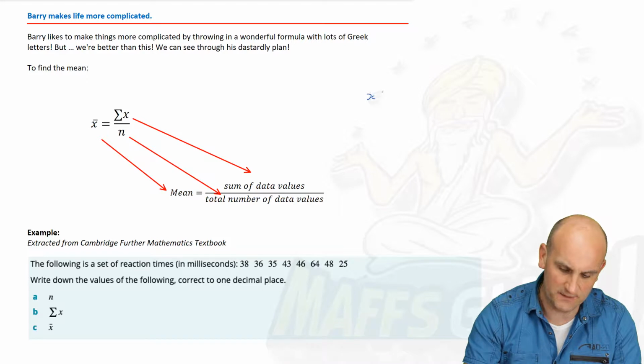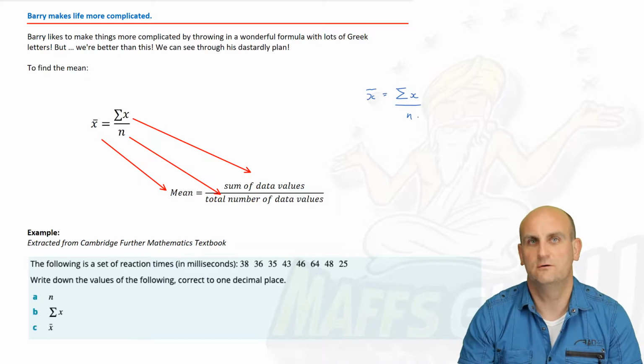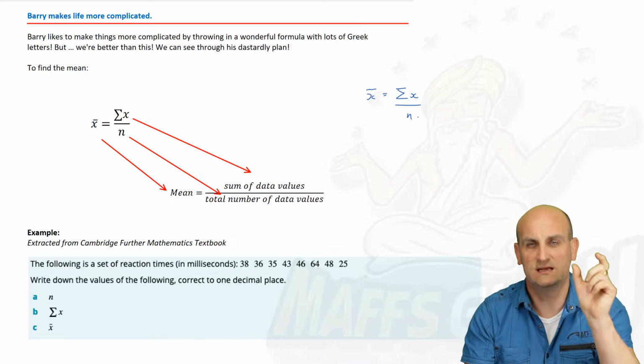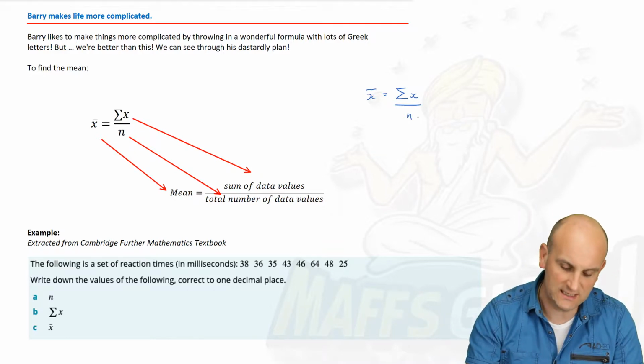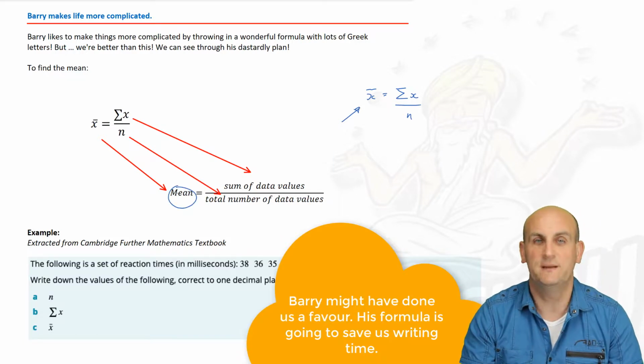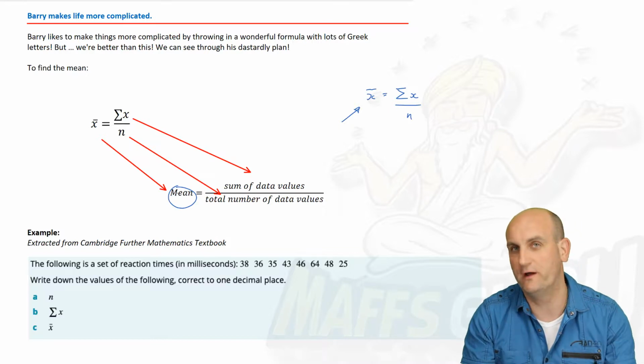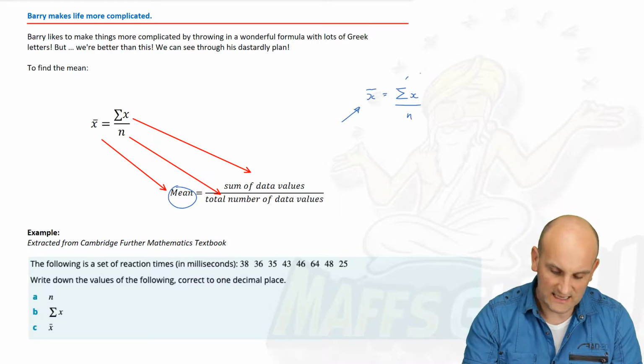He said x bar is equal to this funny E symbol, sigma, x all over n. And literally all it is is another way of writing long words as simply as we possibly can. So the first thing is, this x bar here means nothing more than mean. So when you see an x with a bar on top of it, it wants you to find the average.